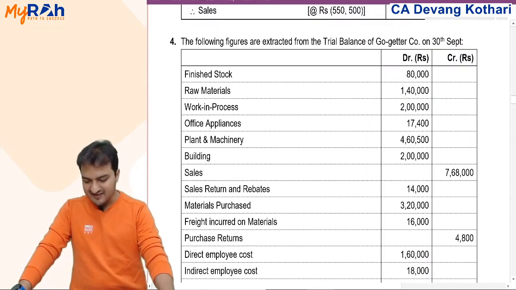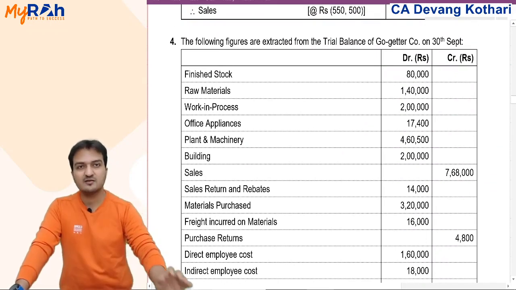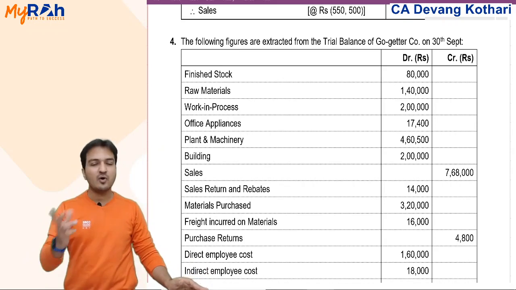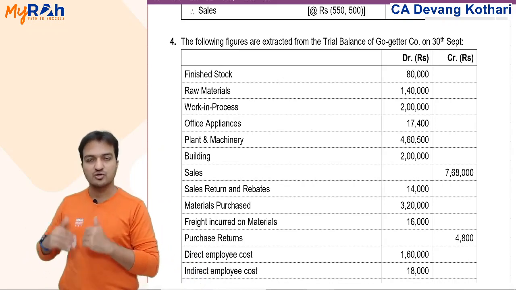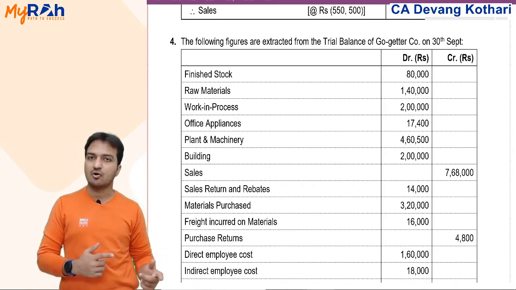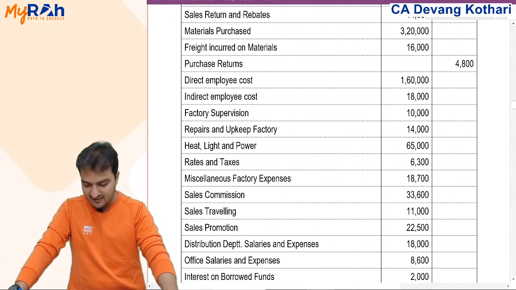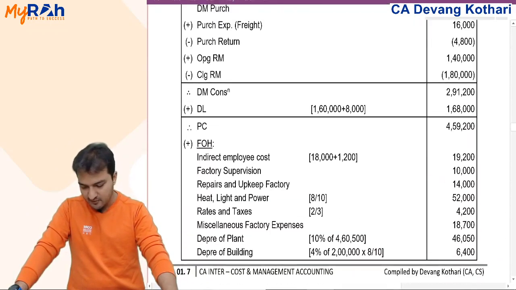Question 4 here is like question 4 of the classwork that I gave, because here again there are lots of examples of cost given. You just need to identify which example falls under which category in the cost sheet and accordingly put that in the cost sheet. That you will practice. I am not discussing question 4.